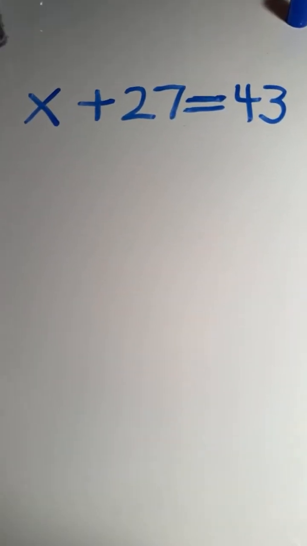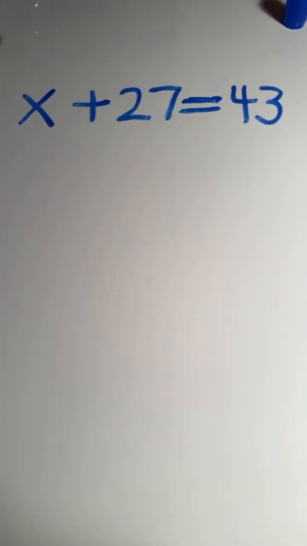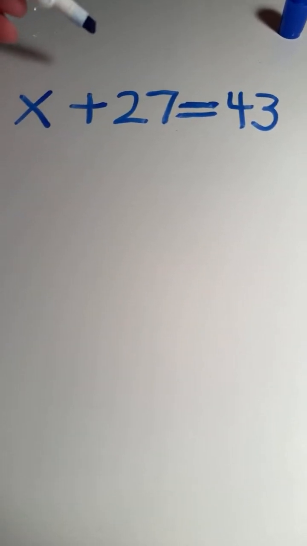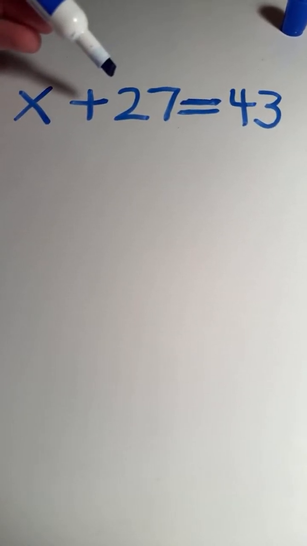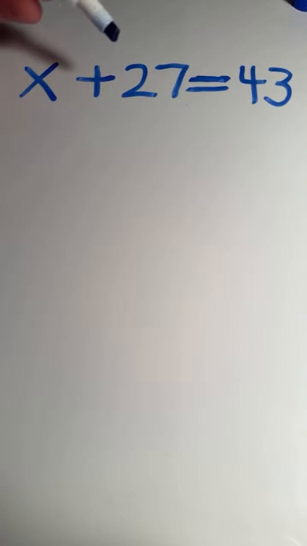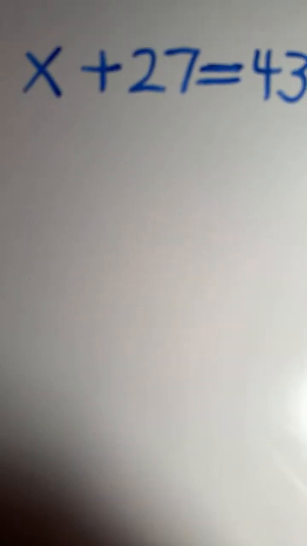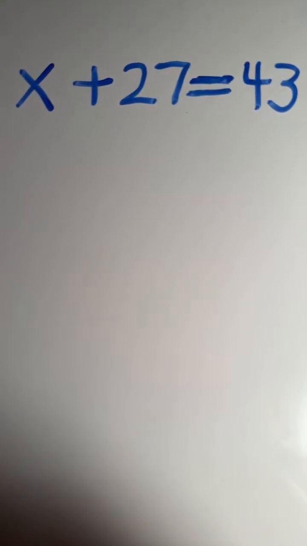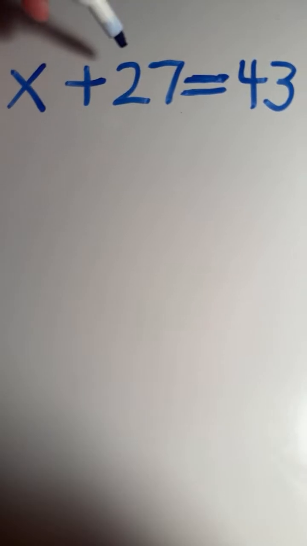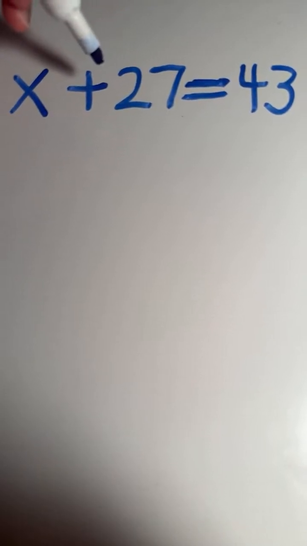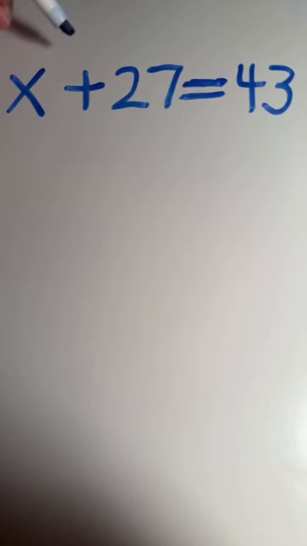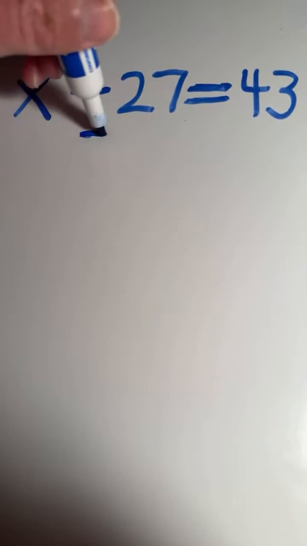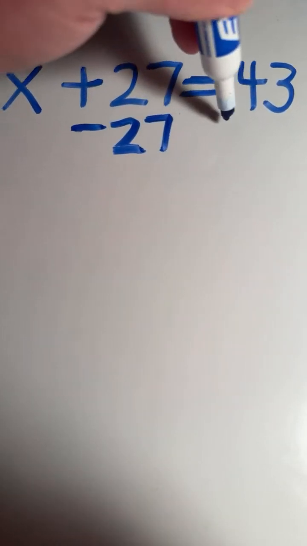So next example, we have x plus 27 equals 43. So again, we have to get the x by itself. We need to get this 27 on the other side of the number line. And we do that by doing the opposite of whatever the operation is in the number sentence. So since we're adding 27 in the number sentence, we have to subtract 27. If x plus 27 equals 43, that means x is 27 less than 43. So we're subtracting 27 from 43.